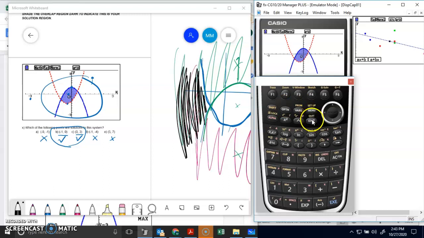So if you convert those using the calculator, it might even make it easier. If you want help with the calculator stuff, pop back in the live session.